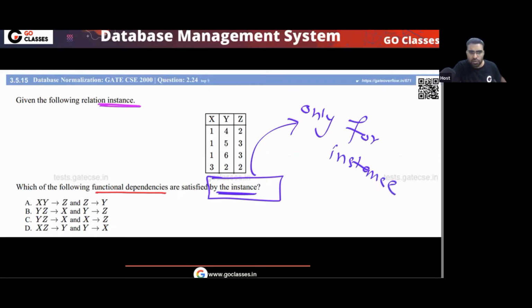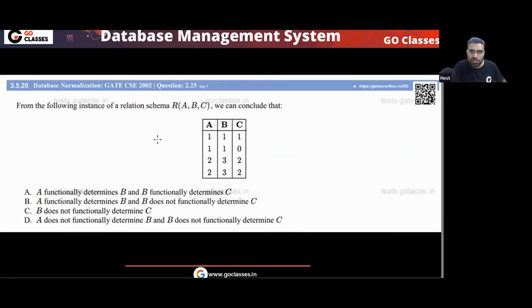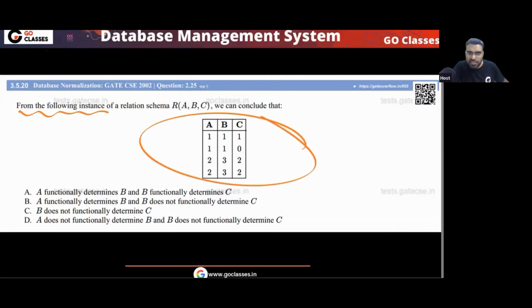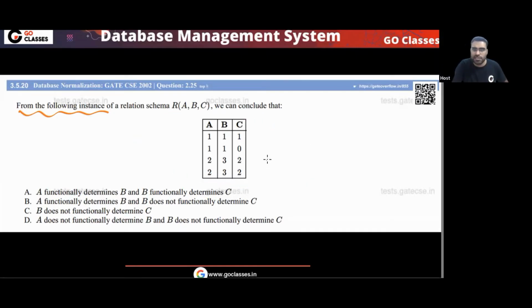Now you come back to this GATE 2002 question. Can you notice in this question, an instance is given to you, but the question is not asking what will happen for this instance. Yes or no? From this instance, you can eliminate some functional dependencies, but you can never confirm that some functional dependency holds. Do you agree with me?